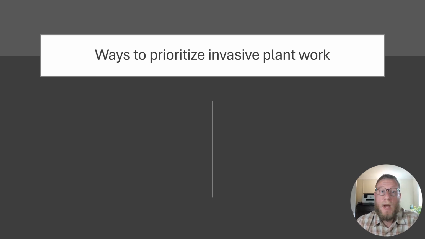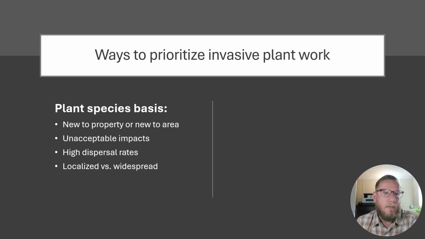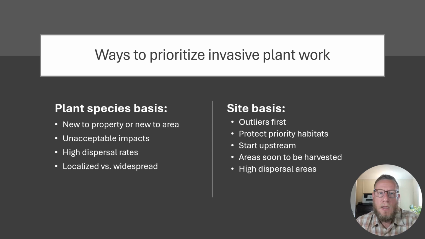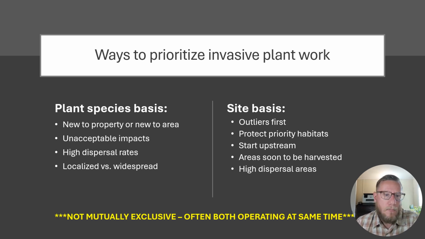The first component is ways to prioritize. And I've broken this down into two main principles. The first one is a plant species basis, and the second one is a site basis. And these are not mutually exclusive. They're often both operating at the same time and considered equally and together in your management plans.